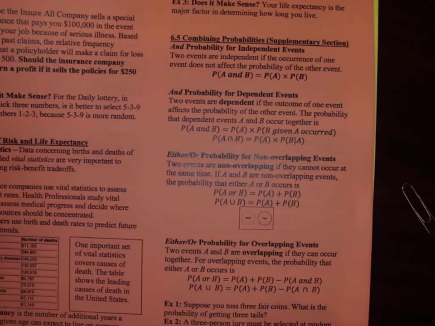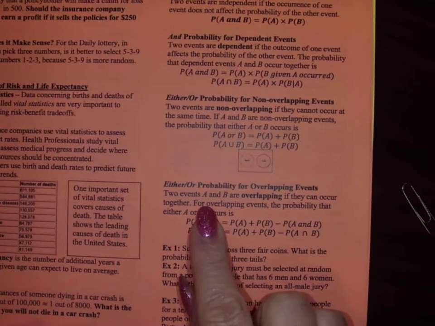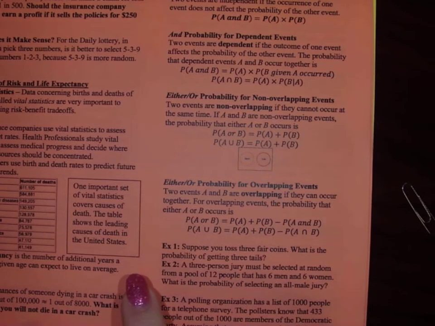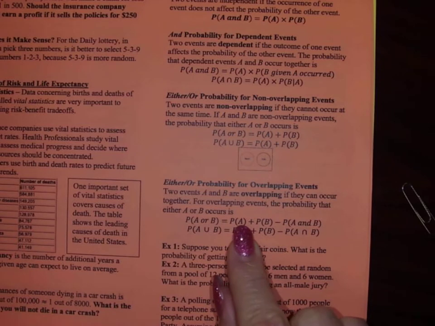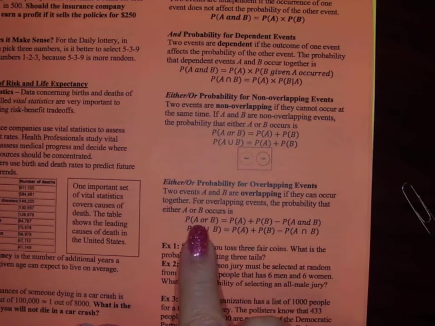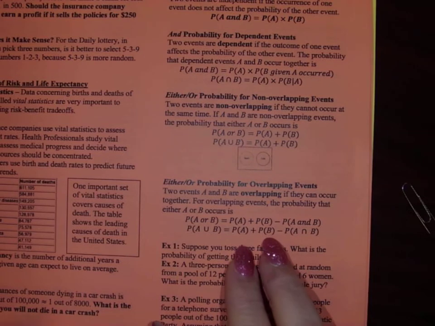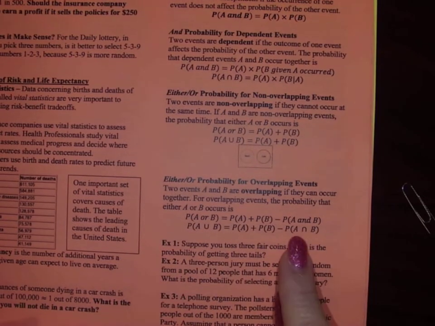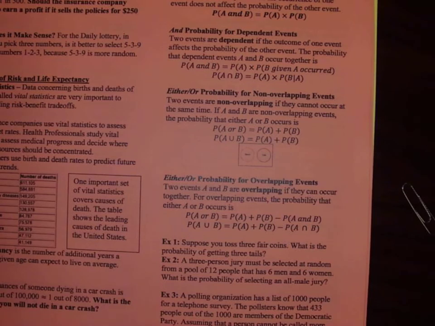And then the "either or" probability for overlapping events, you'll have two events that actually overlap. If they can occur together, the probability of A or B will be the probability of A plus the probability of B, and then minus the probability of A and B. So it'll be the union of the two. You'll take the probability of A plus the probability of B and then subtract out the intersection, because otherwise they get counted twice. And we'll talk about that as we get to it.